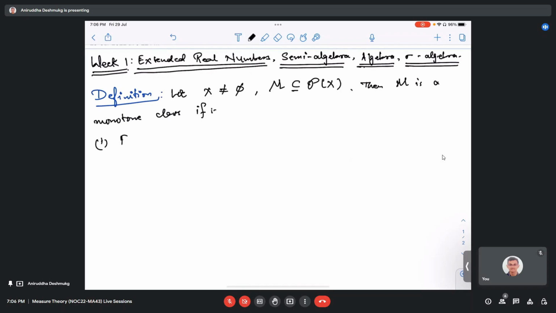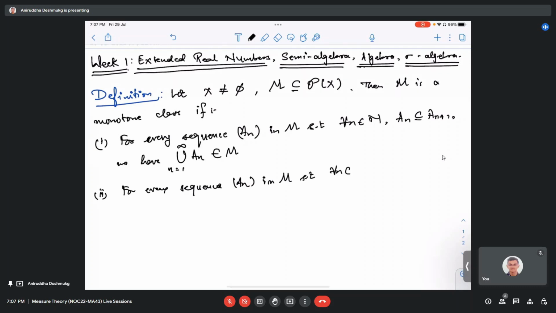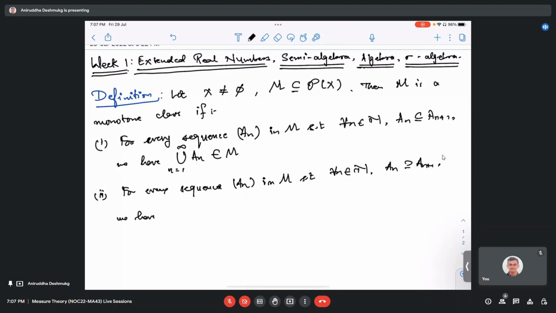First, for every sequence A_n in M such that for each n, A_n is contained in A_{n+1}, we have their union is again contained in M. And the second thing is that for every sequence A_n in M such that for each n, A_n contains A_{n+1}, we have their intersection is in M.